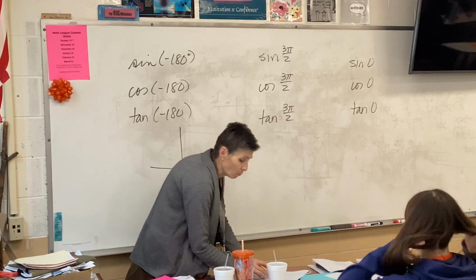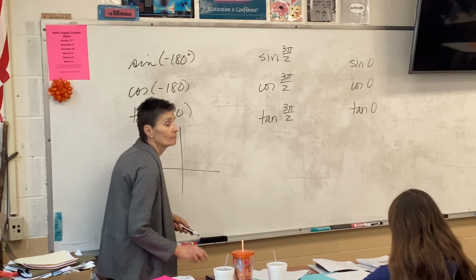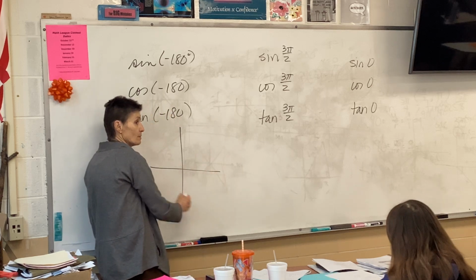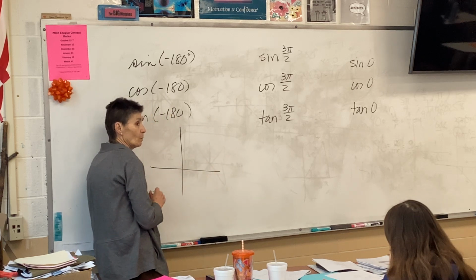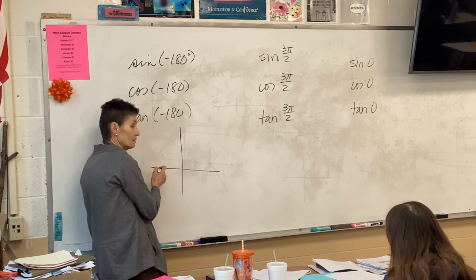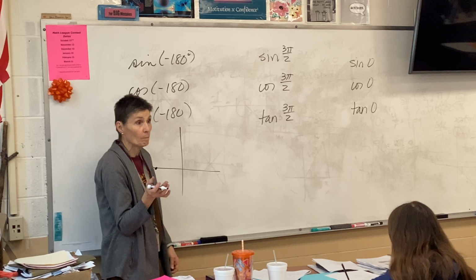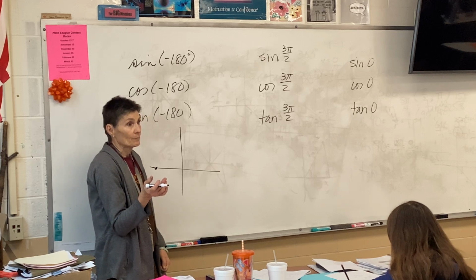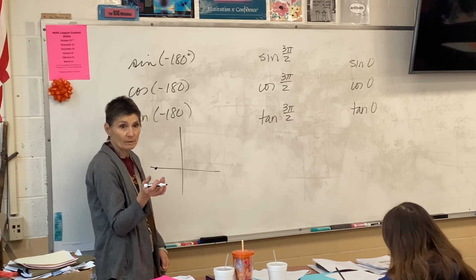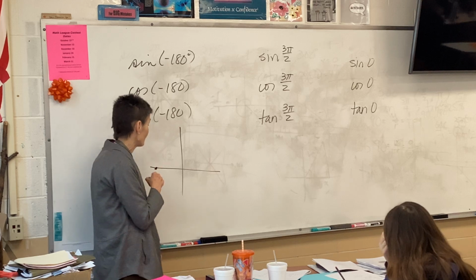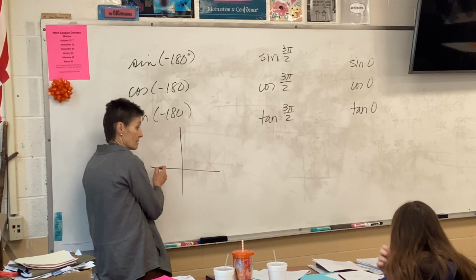Where is negative 180? Negative goes this way, right? So where would 180 be? Right here. This is negative 180. Interestingly enough, it's also positive 180. Doesn't make any difference which way you go. If you're going 180, you're going to end up over there. All right, so it's on an axis.